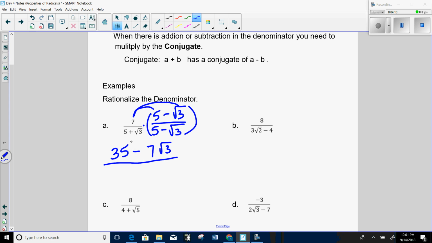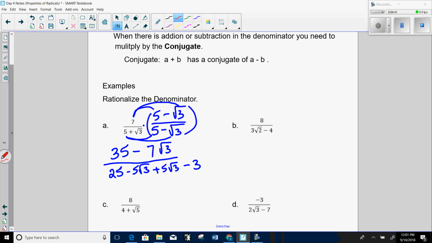Over, now I have to distribute this 5 and this square root of 3 into all of that. So 5 times 5 is 25. 5 times the negative square root of 3 is a negative 5 square root of 3. Square root of 3 times 5 is a positive 5 square root of 3. And a square root of 3 times the negative square root of 3 is a negative 3.